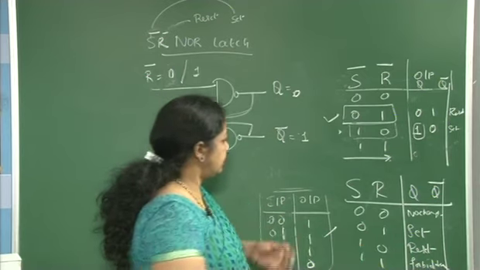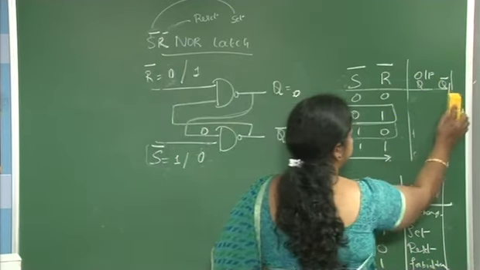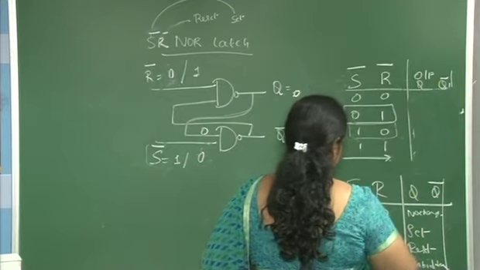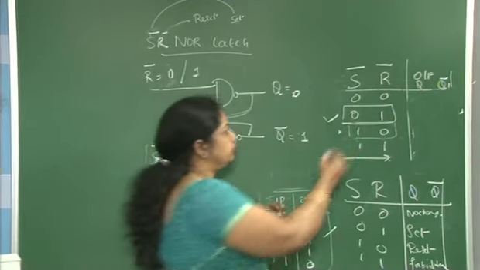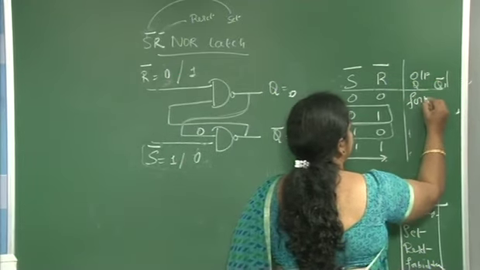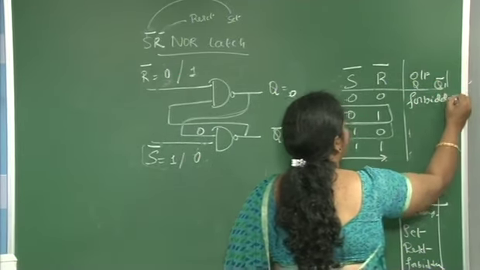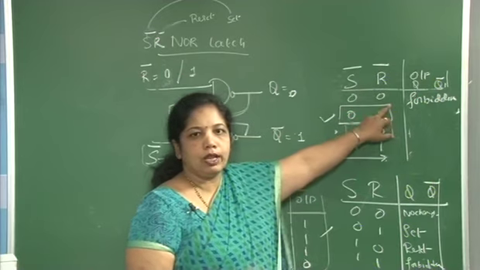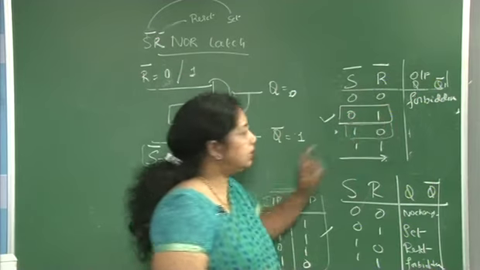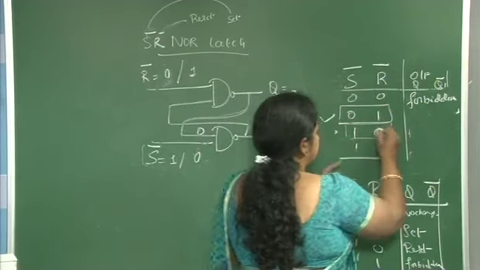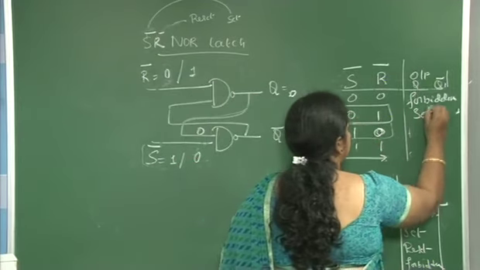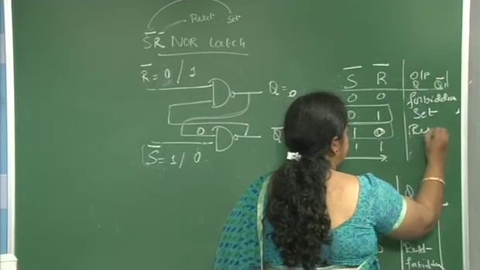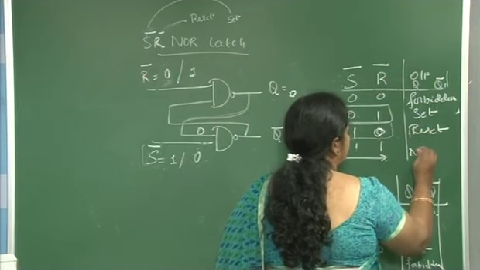In this case, when I apply both 0 0 input to the SR latch, the outputs will become 1 and 1. So here, for 0 1 it is the set condition, this is the reset condition and this is the no change condition.